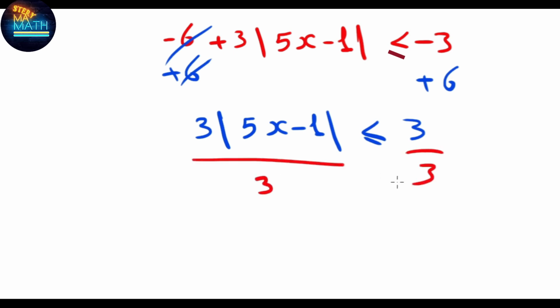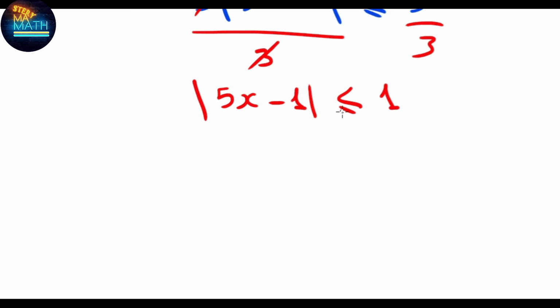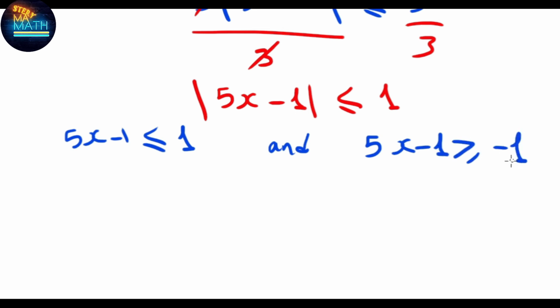Divided by 3, divided by 3. Now the absolute value of 5x minus 1 is less than or equal to 3 over 3, which is 1. The sign is less than or equal, so it will be and. 5x minus 1 is less than or equal to 1. This is the original inequality. And the second inequality, we will flip the sign and we will change the sign of the number. 5x minus 1 is greater than or equal to negative 1.